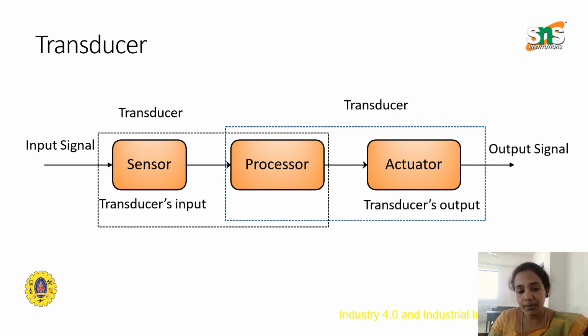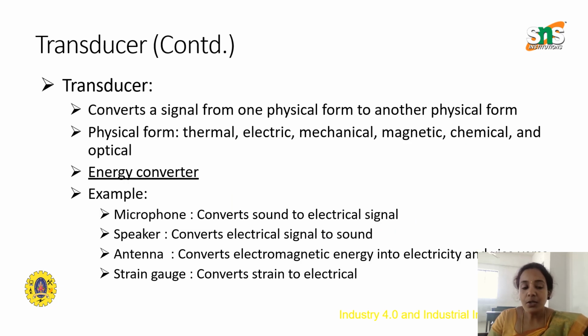The input signal will be given to the transducer and the output signal will be coming out of the transducer. So the actual definition for it is, it converts a signal from one physical form to another physical form. So this physical form can be either thermal, electrical signals, mechanical signals, magnetic signals, chemical signals, and also optical signals. This transducer is nothing but an energy converter.